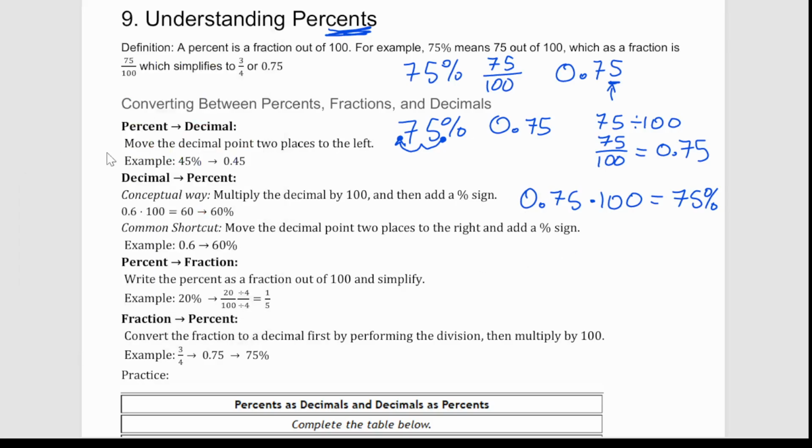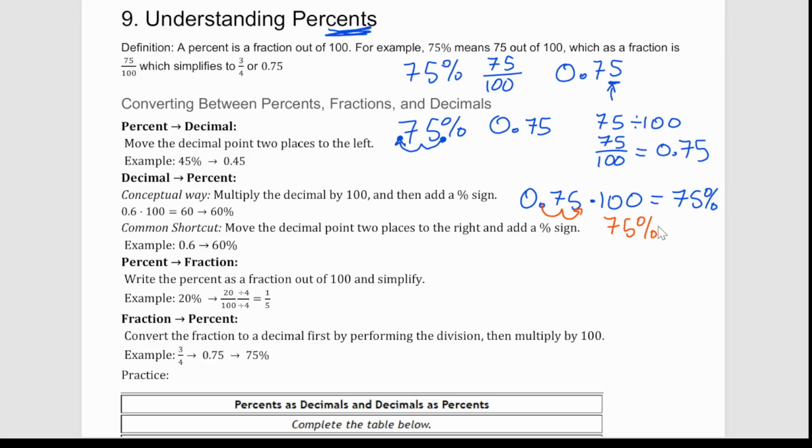Alternatively, I can do the shortcut of moving the decimal 2 places to the right when going from the decimal to the percent, so 0.75 becomes 75%. Either way is fine, whichever one floats your boat. Doing the multiplication and division formally is less prone to error, but once you've done enough of these, you'll get a feel for just moving the decimal 2 places to the left for percent to decimal, or 2 places to the right for decimal to percent.